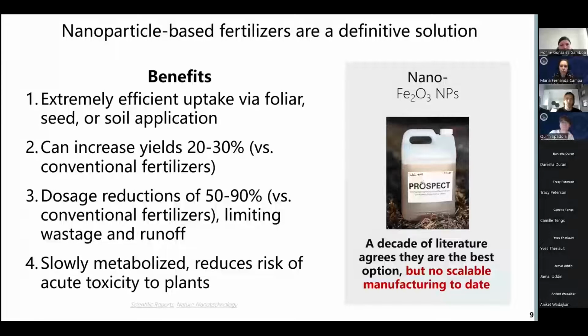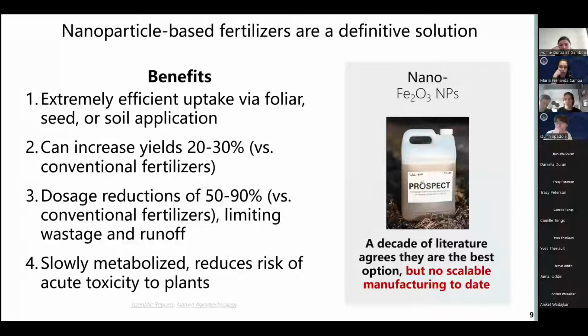And so, we think, and I think the literature often supports this, that nanoparticle-based fertilizers are really a solution to addressing a lot of the issues that face conventional fertilizers. This is because nanoparticles have really good uptake into plants through different application pathways, whether that's foliar, seed, or soil application. They can increase crop yields by 20 to 30%, which is really huge in the farming sector.